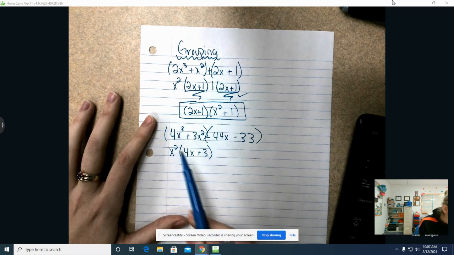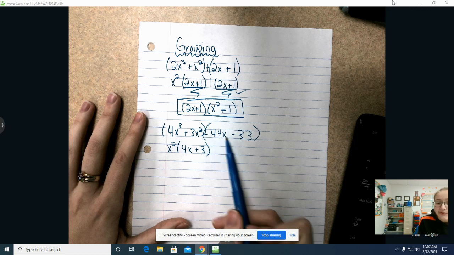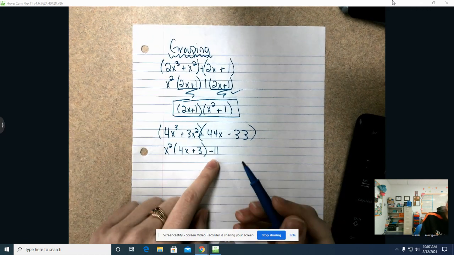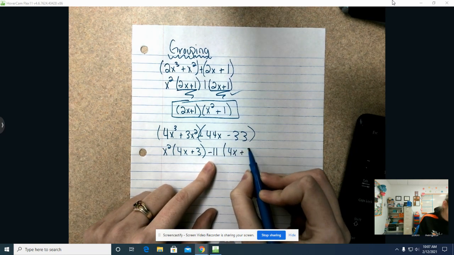4x plus 3. And then this one, what can we pull out of a negative 44x minus 33? We can pull out a negative 11. So whenever you can pull out a negative, you're going to want to go ahead and do so. And that's going to give us 4x plus 3.